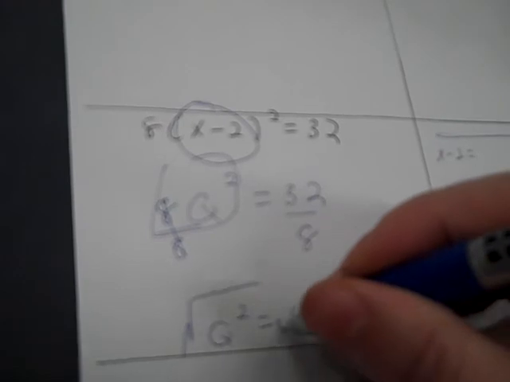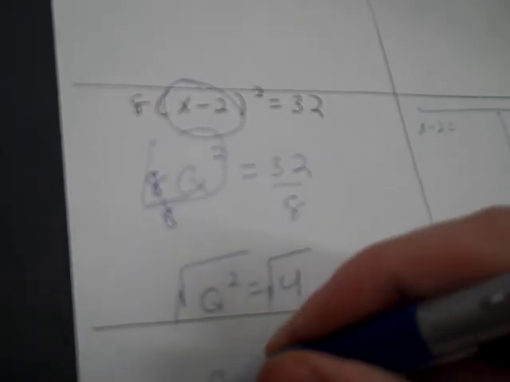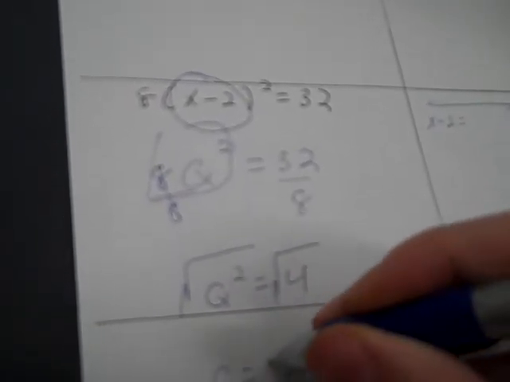Then I square root each side. And q equals 2, but it could be positive or negative whenever you square root. So I put 2, -2. And all I need to do is add 2 to both these answers. So x is 4. And -2 plus 2 is 0.